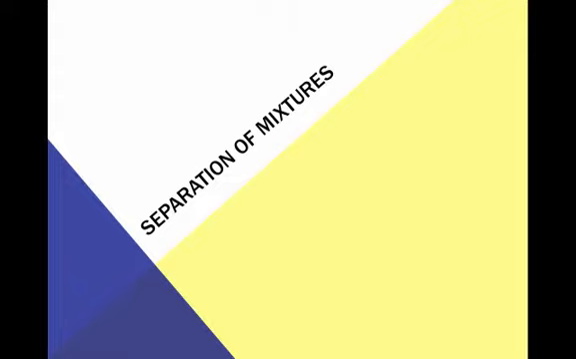A homogeneous mixture would be something like Kool-Aid. You've got the Kool-Aid powder, the sugar, and water, and that's all going to be mixed up pretty evenly throughout the mixture. So when we're talking about separating those, it's going to depend on how the mixtures are combined, whether it's heterogeneous or homogeneous, and then how we could feasibly separate the mixtures.